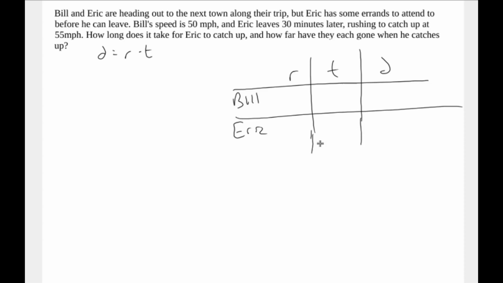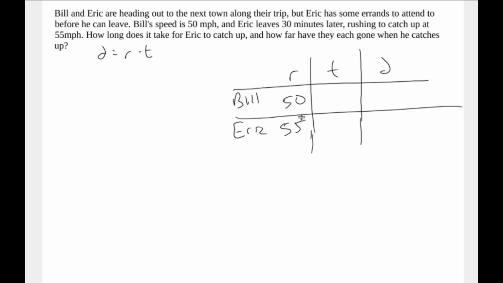All right. Now I'll read through this question one more time, this time filling in the numbers as I come across them. Bill's speed is 50 miles per hour, so Bill's rate is 50. Eric leaves 30 minutes later. That's not really the time that either of them are traveling, so I'm not going to write that down. His speed is 55 miles per hour. Okay, we do know that.